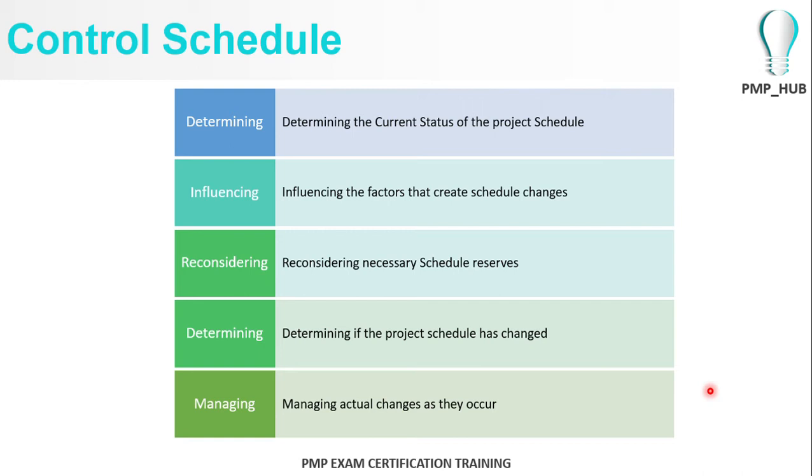And also, you need to consider the necessary schedule reserves and whether you're within your reserves, the contingency reserves of your schedule. And as a project manager, you will have to determine if the project schedule has changed and whether you have to change your project schedule, and then manage actual changes as they occur.